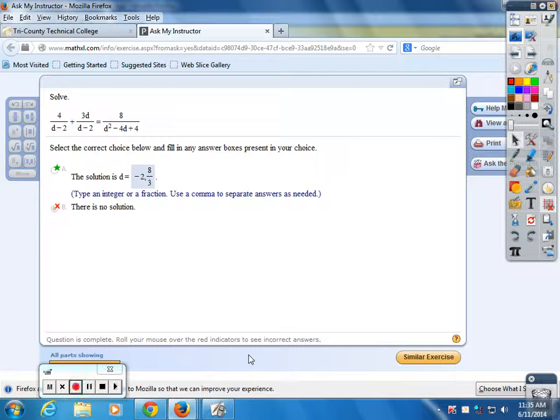Common denominator of 2x is 2x. So you multiply by 2x over 1, 2x over 1, 2x over 1, all the way through.